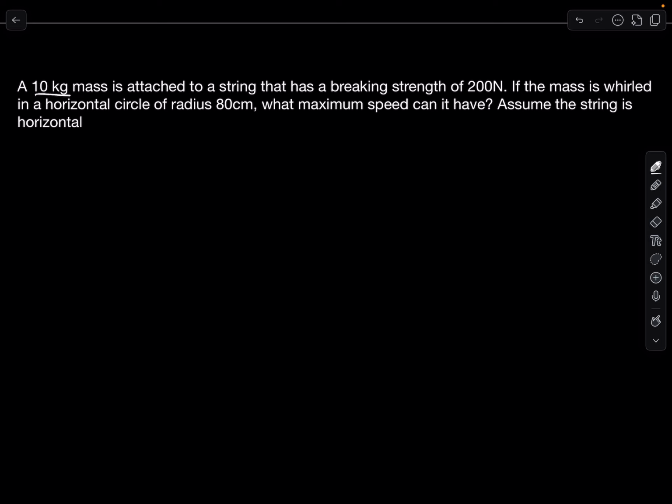A 10-kilogram mass is attached to a string that has a breaking strength of 200 newtons. If the mass is whirled in a horizontal circle of radius 80 centimeters, what's the maximum speed it can have? Assume the string is horizontal. First, let's just draw what's going on here. Just a quick picture so that we understand what we're even dealing with.